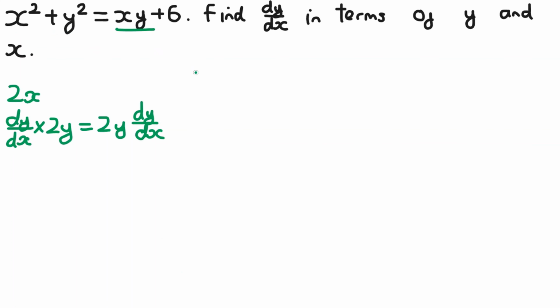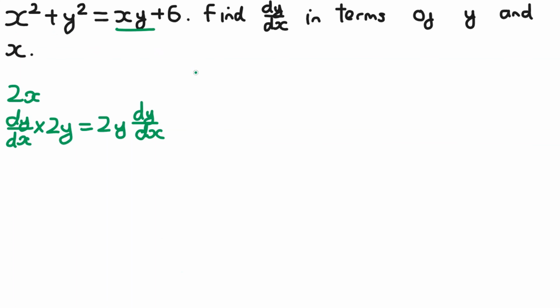And now what we're going to do is the terms that have dy over dx, we're going to group them together on the same side of the equation. So we're going to move this 2y dy over dx onto this side, such as we get this now, and then this y, which doesn't have dy over dx, we're going to move onto the other side of the equation, such that we get this here.